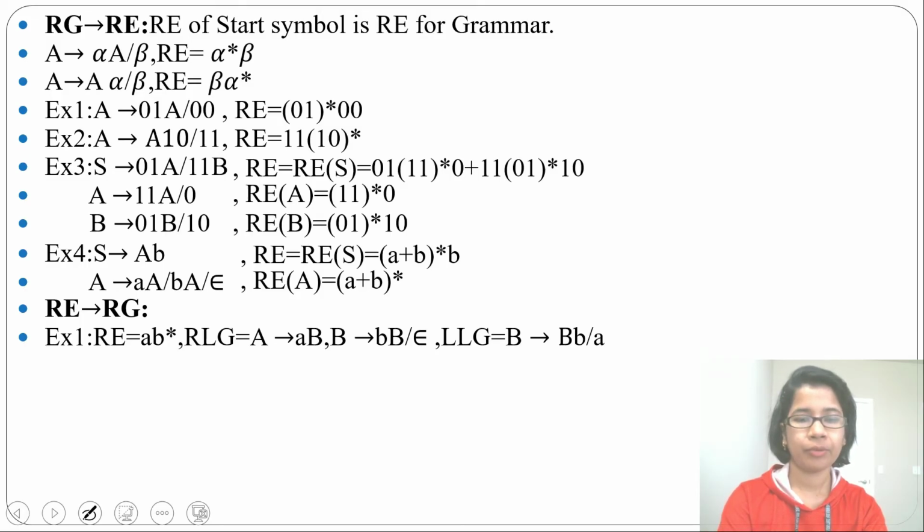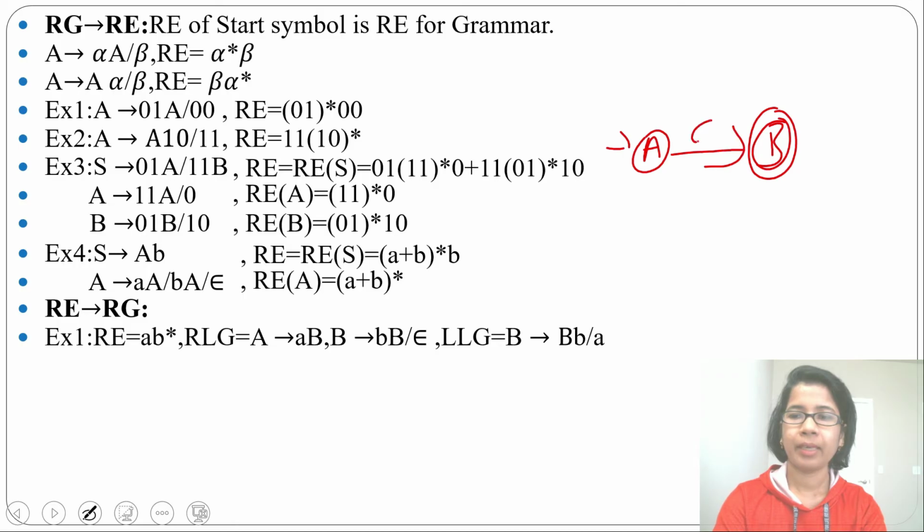If you are not able to find it, do just one thing: design a finite automata for this, and from the finite automata you can get the right linear grammar and left linear grammar. So the finite automata will be like this. Let this be state A, this is another state B, and it is the final state. From A by A, it goes to state B, and there is a self loop for B.